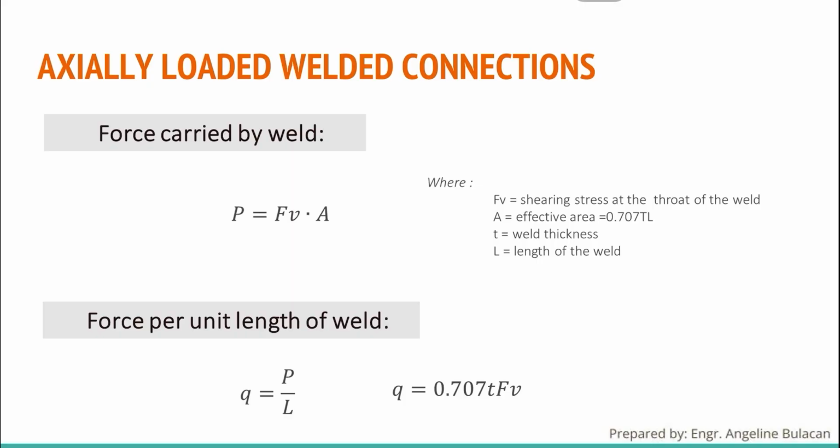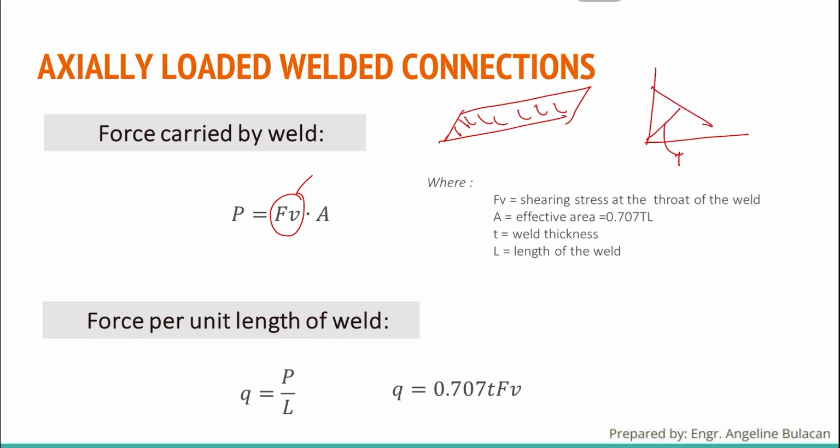So, in axially loaded welded connections, we compute the design strength based on the NSCP 2015. This includes strength based on gross and effective area of the member, the design strength of the weld per millimeter, and the shear strength of the base metal. Our first formula is the force carried by the weld. The Fb there is the shearing stress at the throat, because the tributary area is there, where the failure will happen in the fillet.